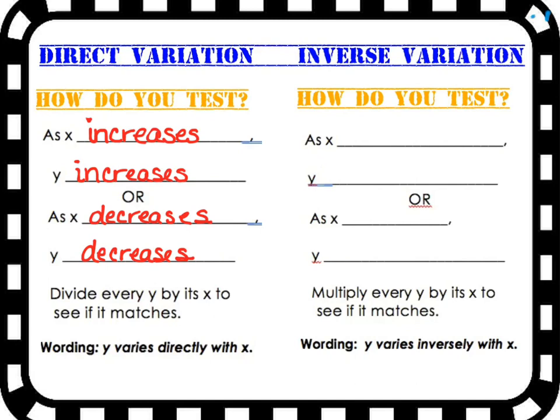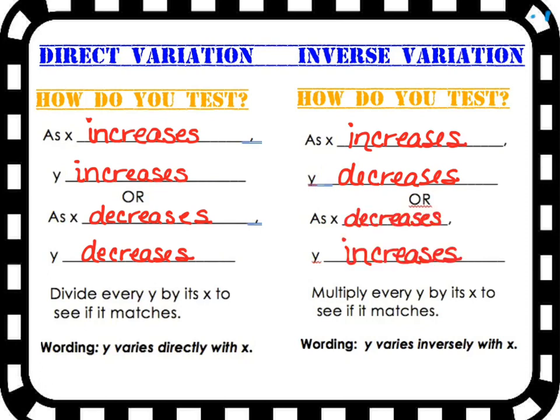But with inverse variation, as x increases, y decreases. Or vice versa, as x decreases, y increases. So it's got that opposite effect going on.